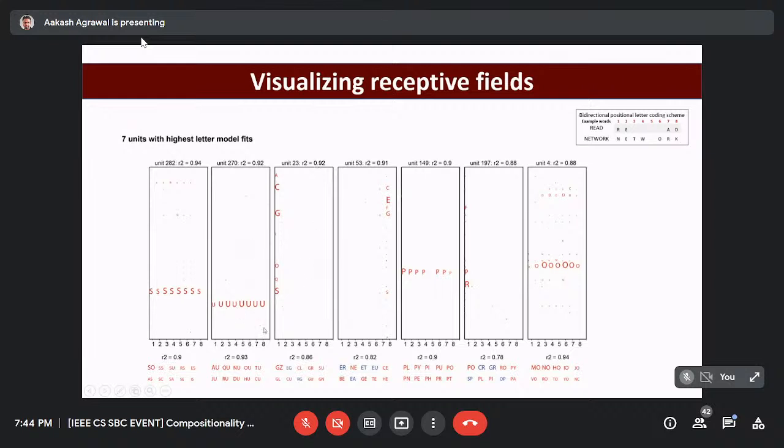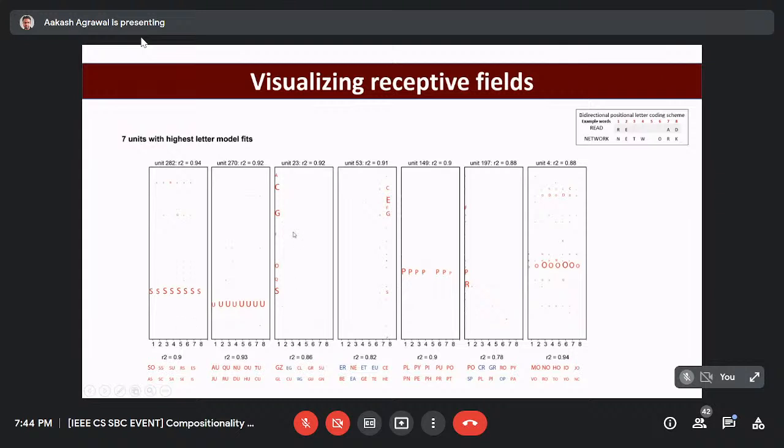But then there are some units which are not selective to any particular letter, but are selective to a particular position. They would respond to letters like C, G, Q, or any similar curved shapes if they appear at the first position, but may not respond when they appear at other positions. And similarly, there are some units which prefer the last position and so on.